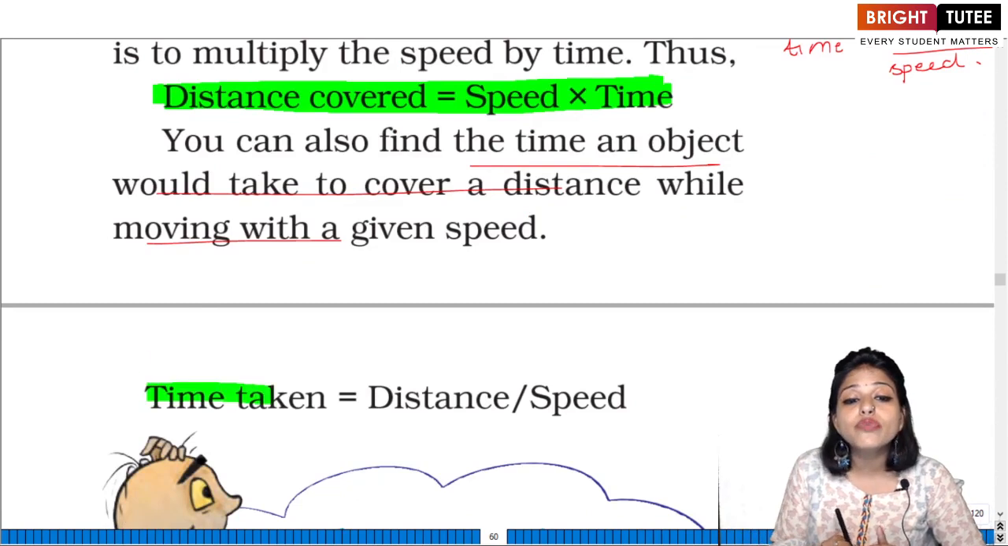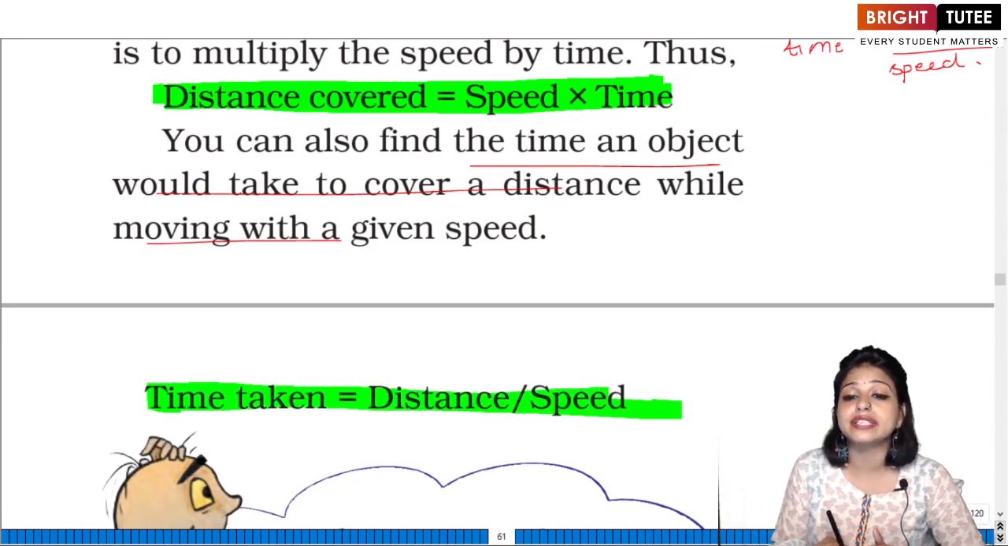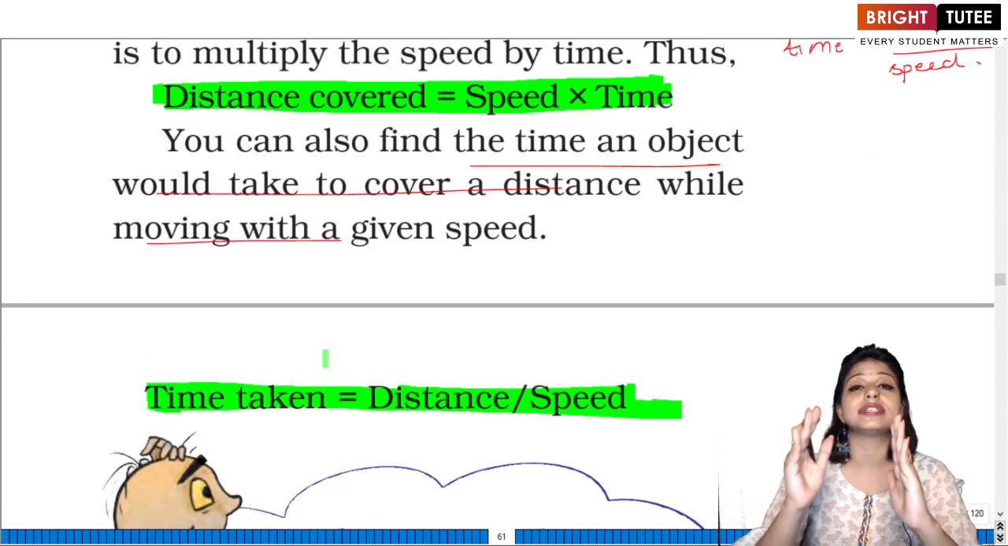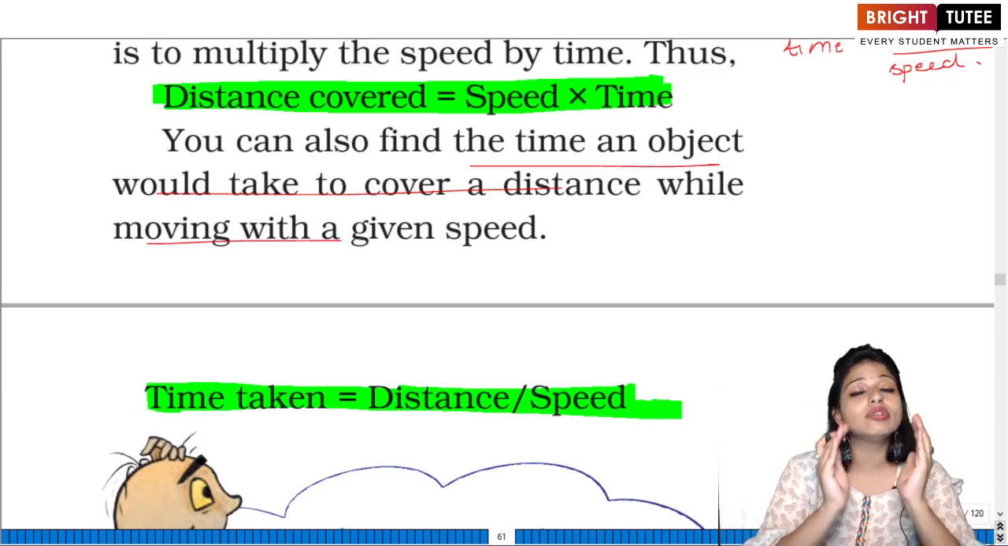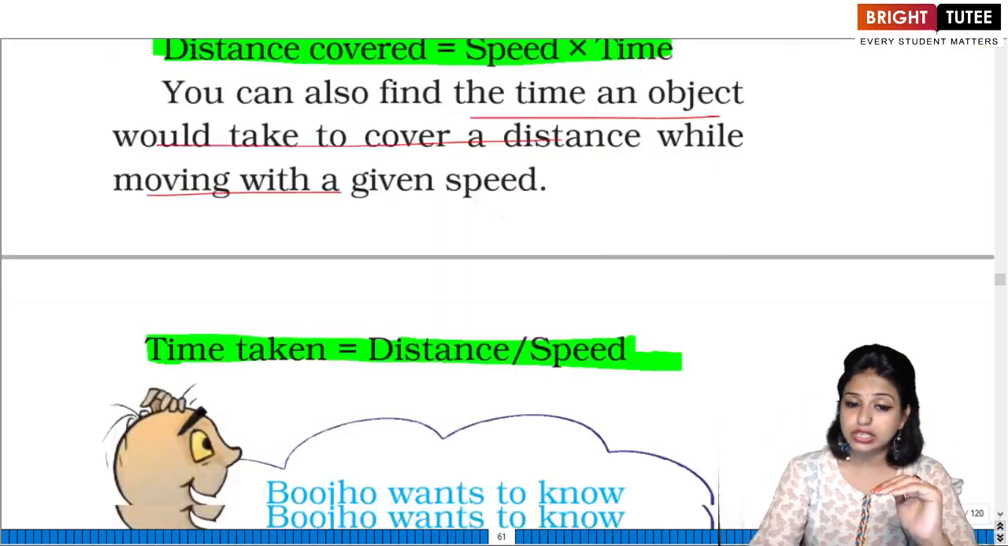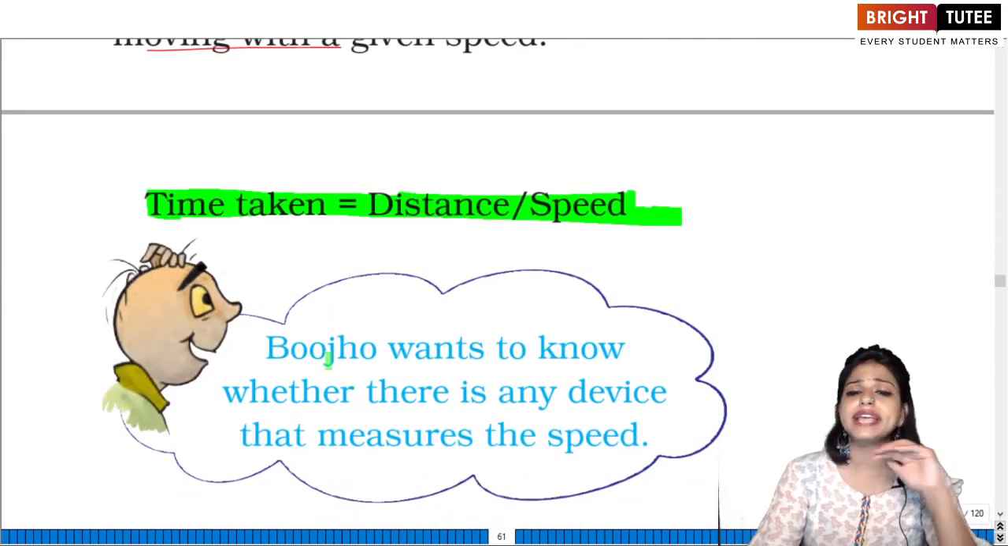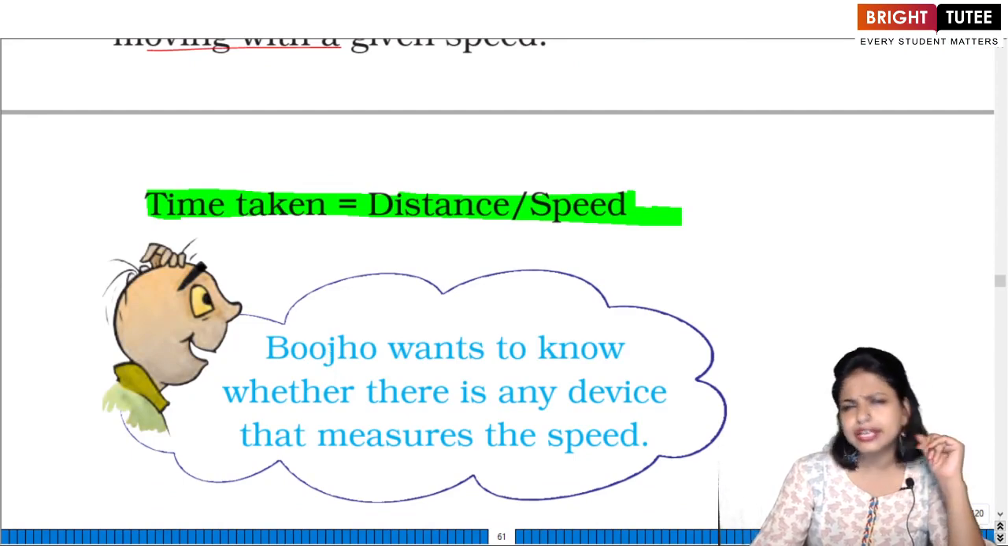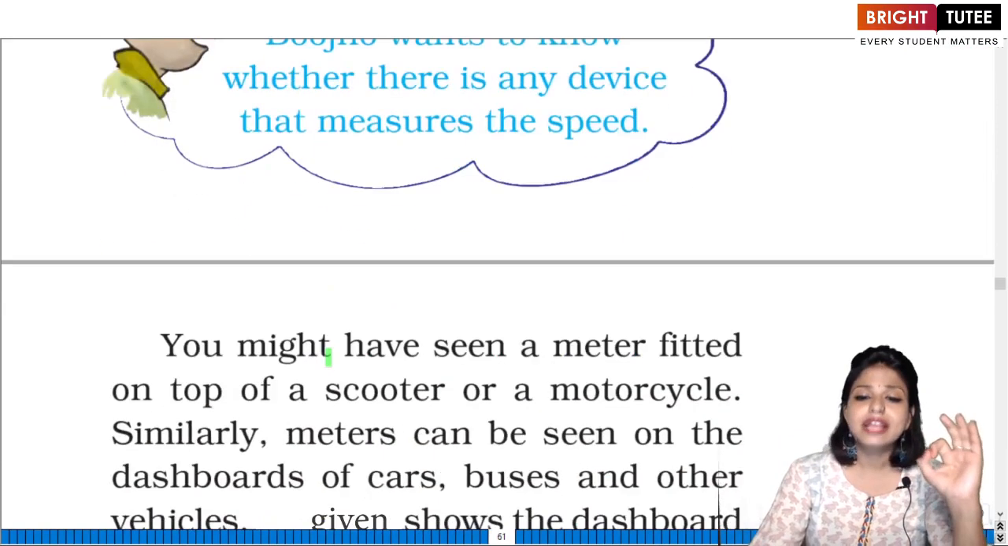So this is true with one formula only when we understand that speed is how much distance is covered in how much time. So if I know the speed, I can know in how much time how much distance is covered, or vice versa. Now Bojo wants to know whether there is any device that can measure the speed. The answer to this is yes, there is.